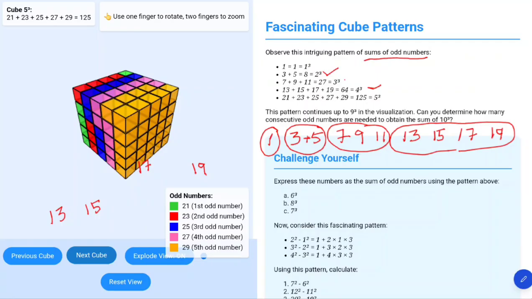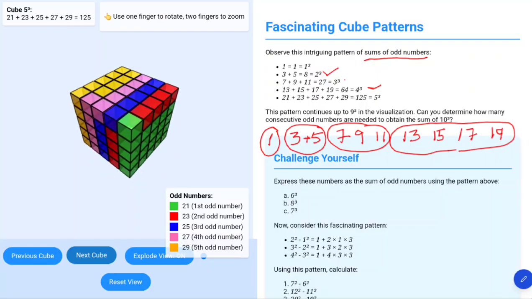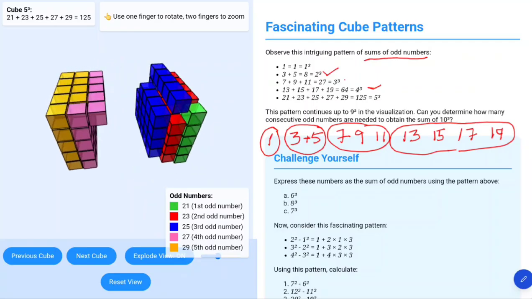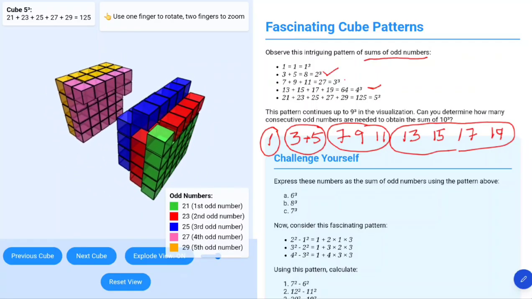Let me first erase all of these writings. The next pattern is formed by taking the next batch of odd numbers after 19. That is 21, 23, 25, 27, and 29. Sorry, 5 numbers. So again, if I turn on the exploding view, you can easily count how many numbers are present. All of the individual unit cubes you will be able to count. And this pattern is going to be continuing forever and ever.